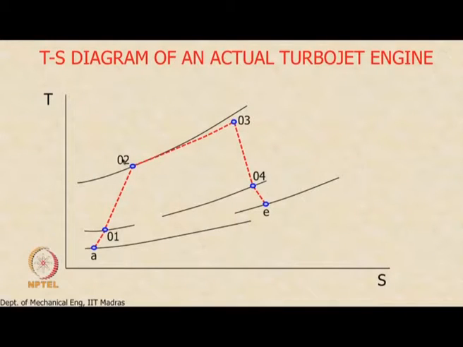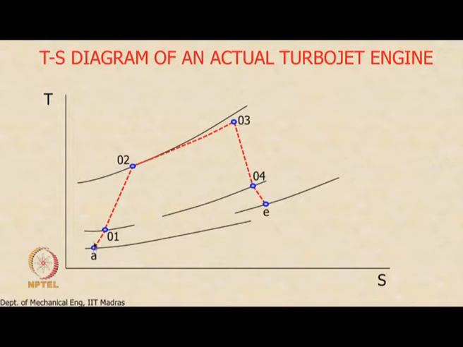So, in the last class we said that the next step in our analysis would be to take into account irreversibilities and losses associated with irreversibilities in our analysis. So, what we have sketched here is the basic turbojet cycle. In the earlier version of this cycle, all the processes were ideal.